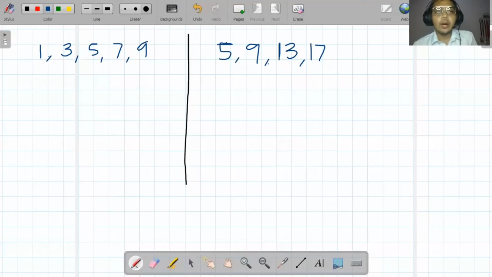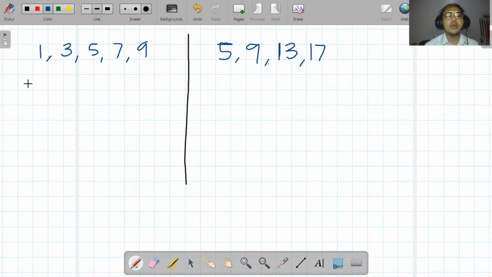This is part two, the continuation of the discussion earlier. So I have here two examples of sequences. On the left side, we have 1, 3, 5, 7, and 9. And on the right side, you have 5, 9, 13, and 17. So let's go first with the one on the left side: 1, 3, 5, 7, 9.